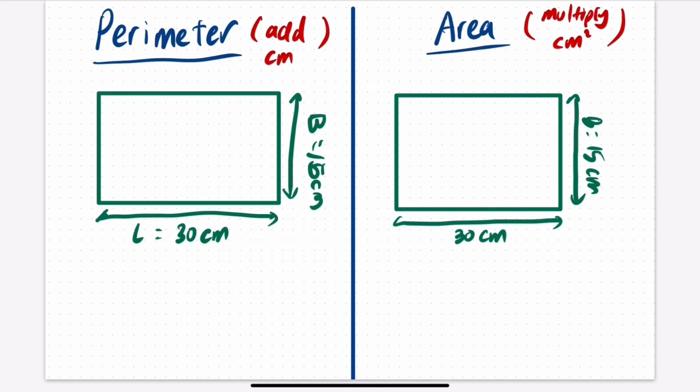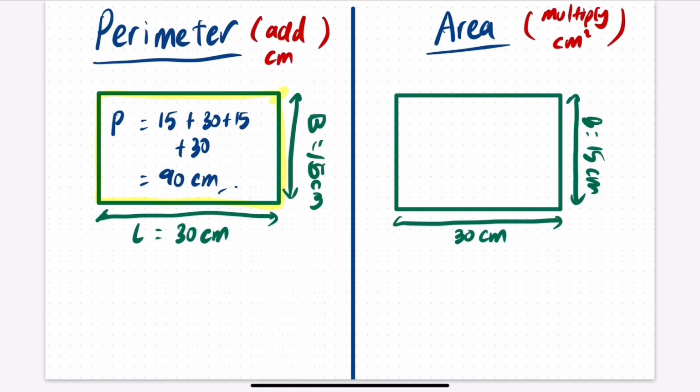So remember, I mentioned before that when it comes to perimeter, you add all the sides together. So we always begin at one side. So let's begin from here. Let's add together 15 plus 30 plus 15 plus 30. That's one round already. So let's write down perimeter equals 15 plus 30 plus 15 plus 30, and that essentially gives you 90.